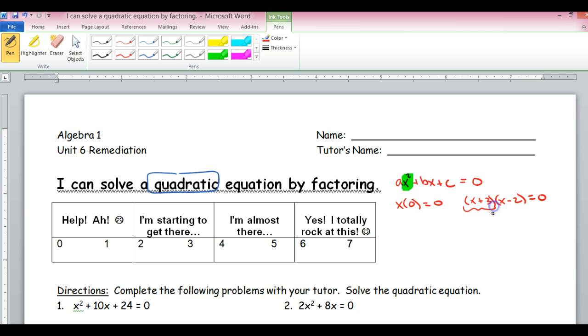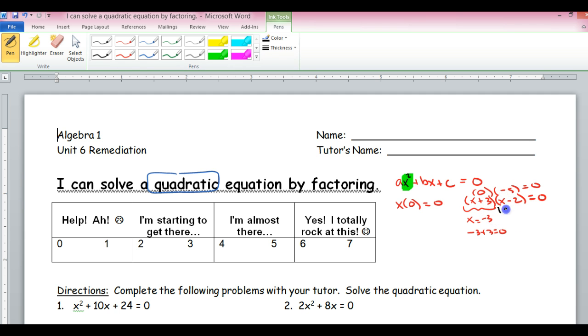Well, if I can find the value of x that makes this binomial equal 0, we know that value is negative 3. So if x is negative 3, we know negative 3 plus 3 is equal to 0. And if this is 0, 0 times negative 5 gives you 0. True statement, right? Well, what happens if we change it up?